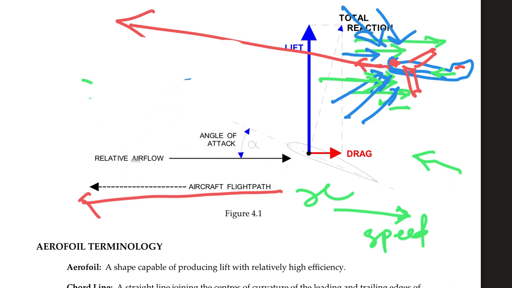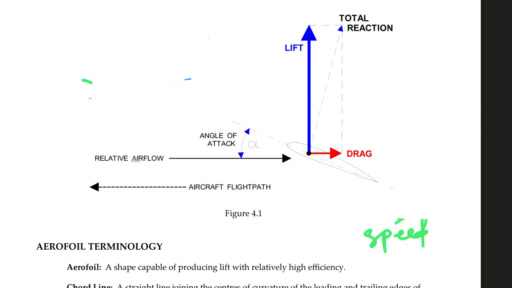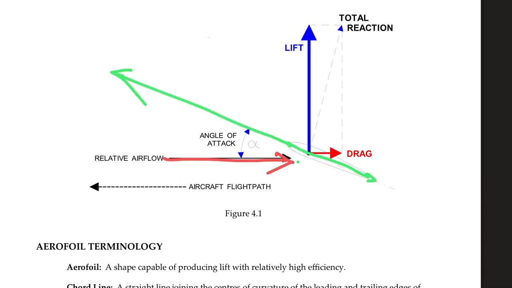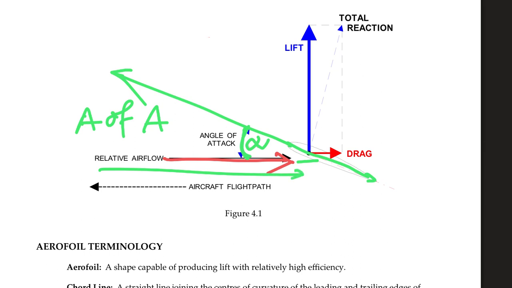Now this is the direction of the relative airflow, and this is the chord line. The angle between the chord line and the relative airflow is called the angle of attack. This is called angle of attack and it is noted as alpha. So what is angle of attack? Angle of attack is the angle between the relative airflow and the chord line of the wing.